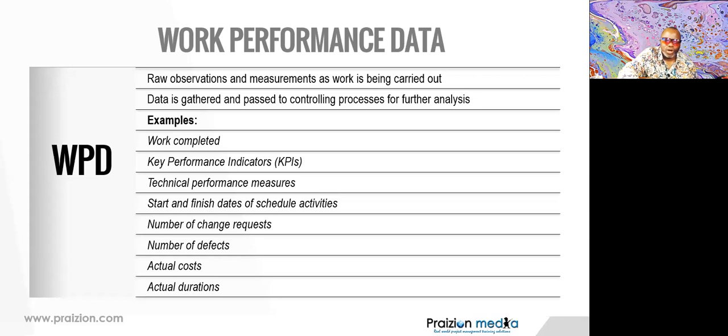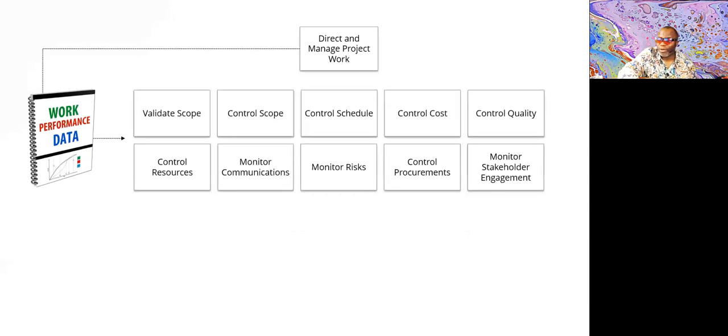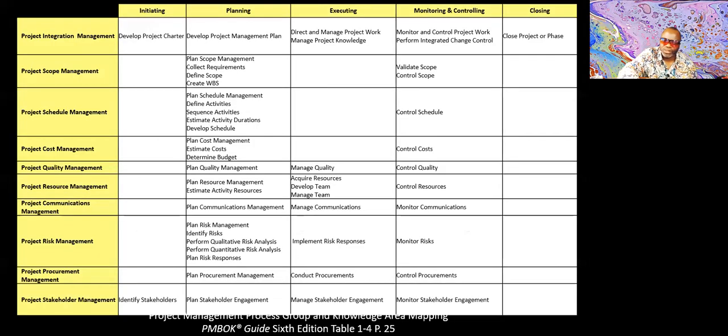So your work performance data, like I said, comes from direct and manage project work. Then it goes into all of these monitoring and controlling processes. But there's something peculiar about these monitoring and controlling processes. And that peculiarity is this. Stay with me now, because this is a punchline. All of these processes are not in integration. They are outside of integration. They are all of these. So work performance data goes into all of these red processes.